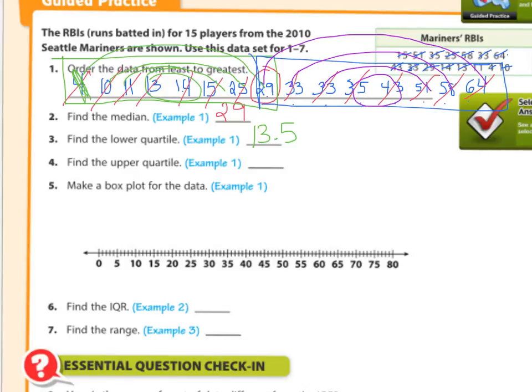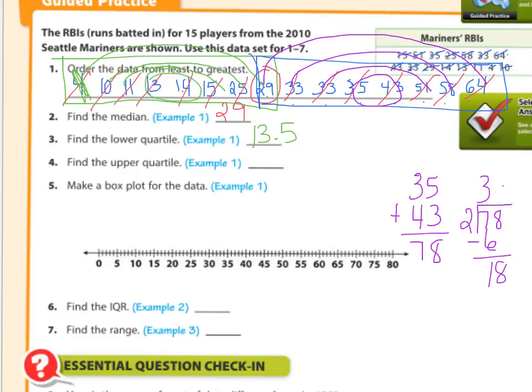Okay, 35 and 43, I don't really know what's halfway between those two numbers. It's not as easy for me to see, but I can do it super quick by finding the mean of those two numbers. So add them together and then divide by 2. And that gives me 39. Gosh, who would have thought 39 is halfway between 35 and 43. So that's my upper quartile.